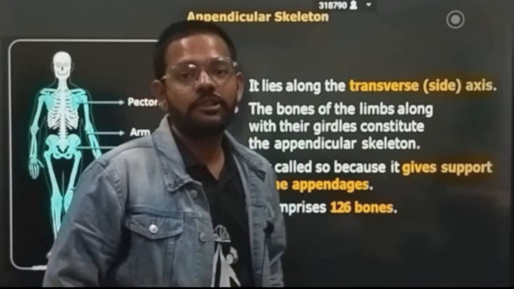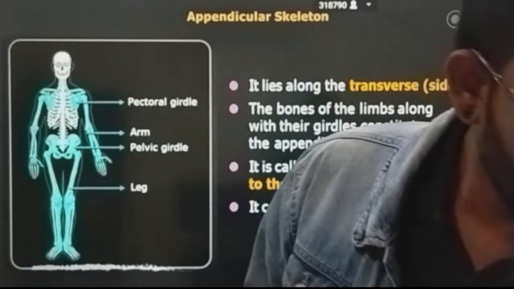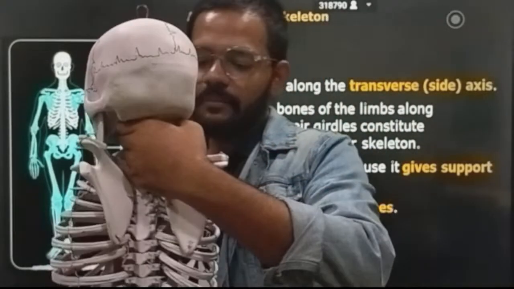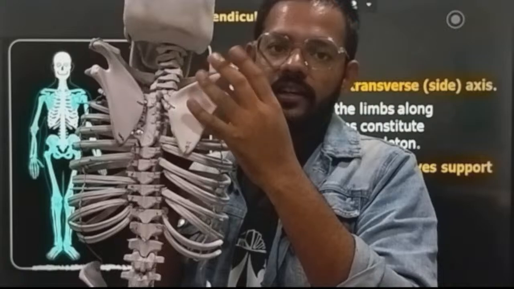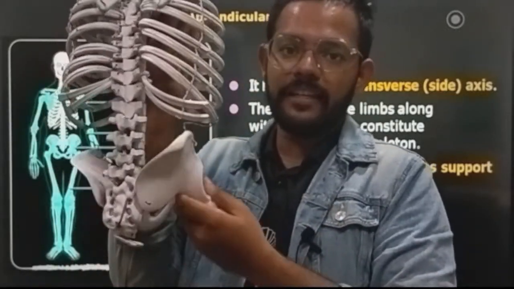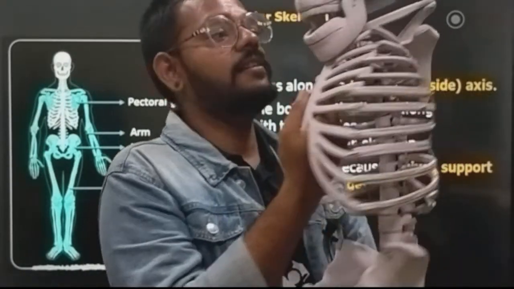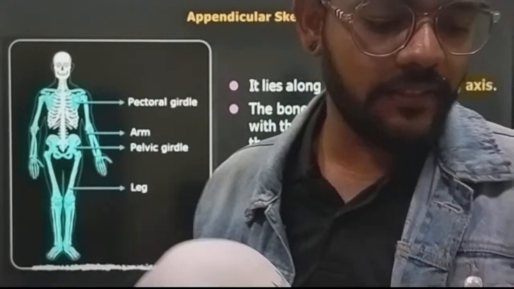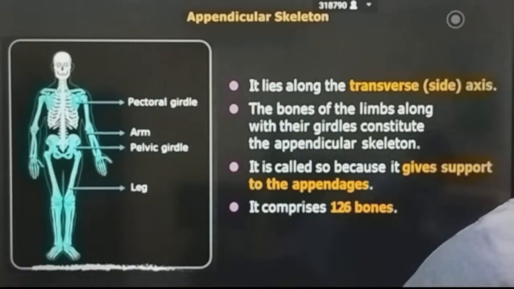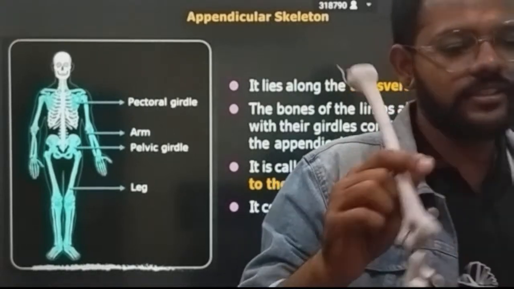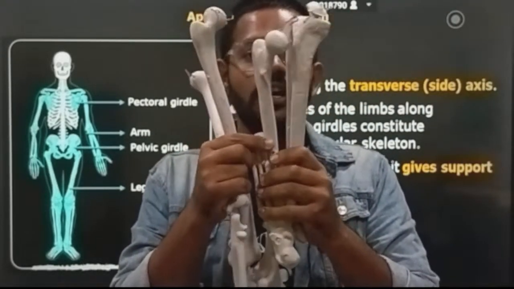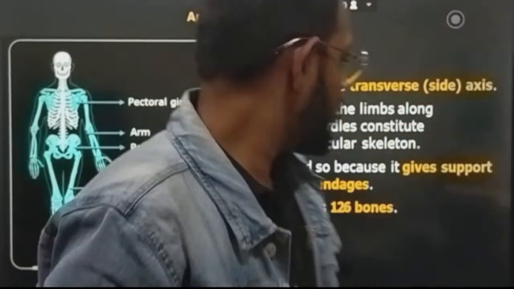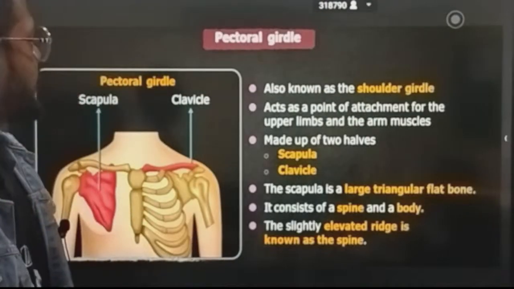It comprises 126 bones. Yesterday we studied this middle part. Now it's time to study this. This is your pectoral girdle and this is your pelvic girdle, and the bones of your hind limbs and your forelimbs. These are all the different bones of your hind limbs and forelimbs. So one by one we are going to see this.